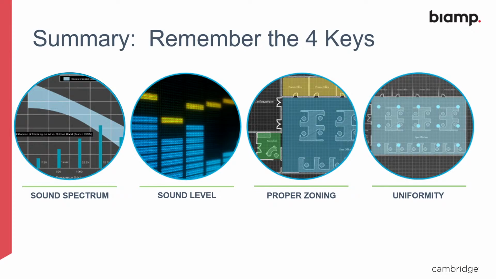So again, just in summary, for the sound spectrum you want to shape your sound level and have it correct, you want to have proper zoning, and then create uniformity in the environment in terms of the actual sound masking system itself. Fantastic.